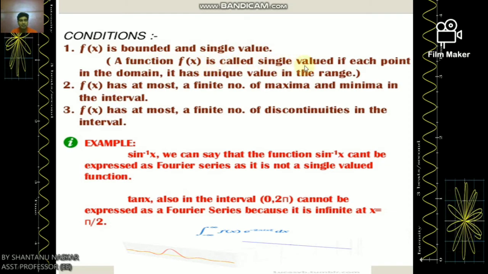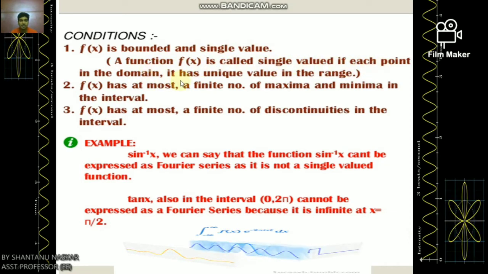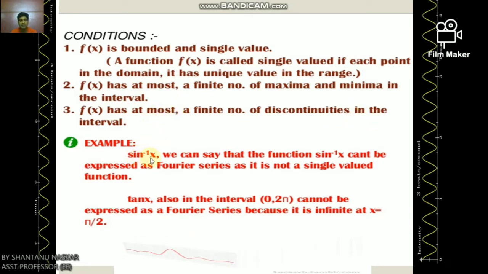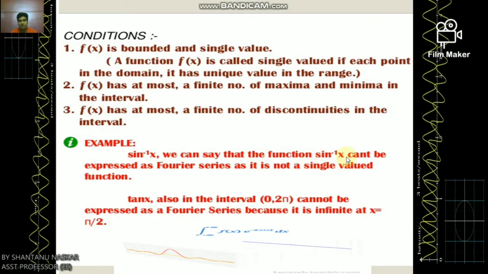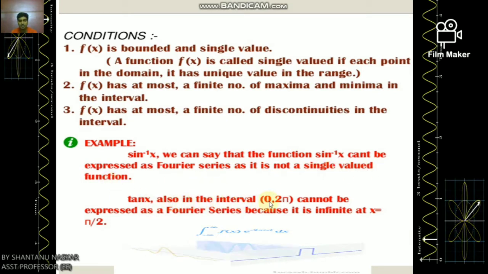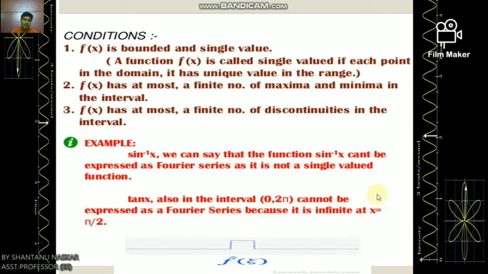A function f(x) is called single valued if at each point in the domain it has a unique value in the range. Number two, f(x) has at most a finite number of maxima and minima in the interval. And number three, f(x) has at most a finite number of discontinuities in the interval. For example, the function sine inverse x cannot be expressed as a Fourier series as it is not a single valued function. And tan x in the interval 0 to pi also cannot be expressed as a Fourier series because it is infinite at x = pi/2.